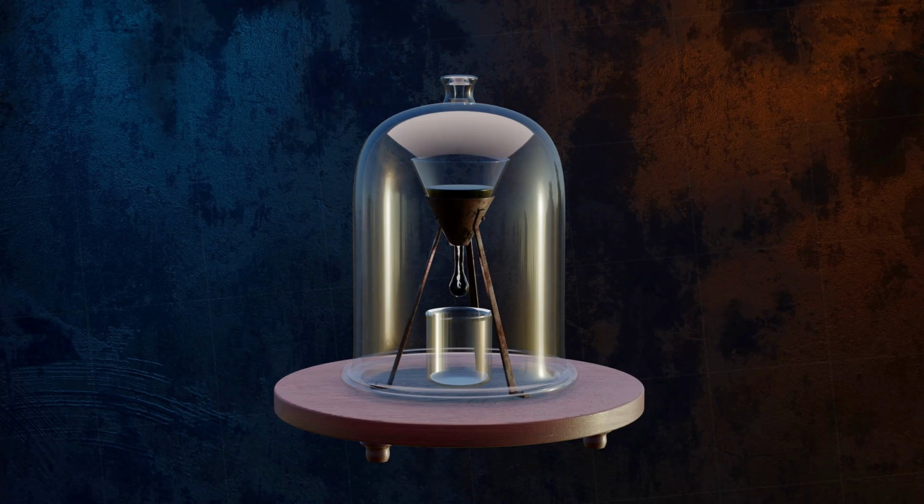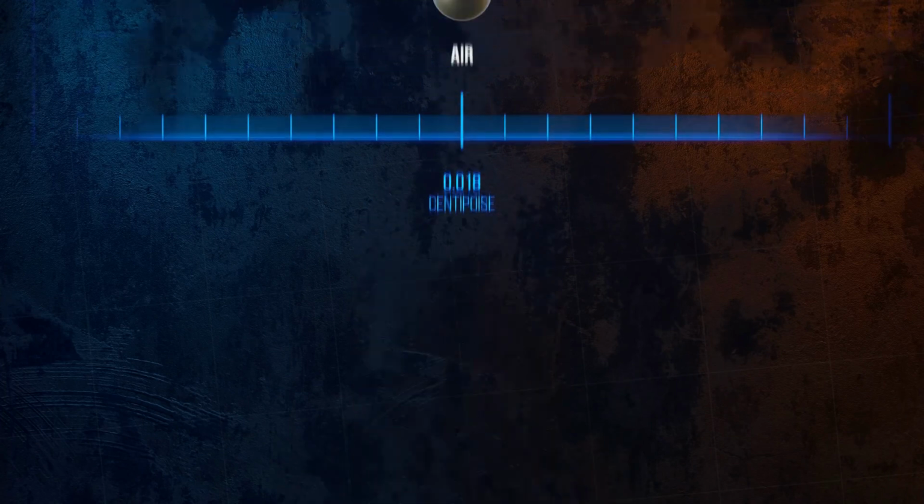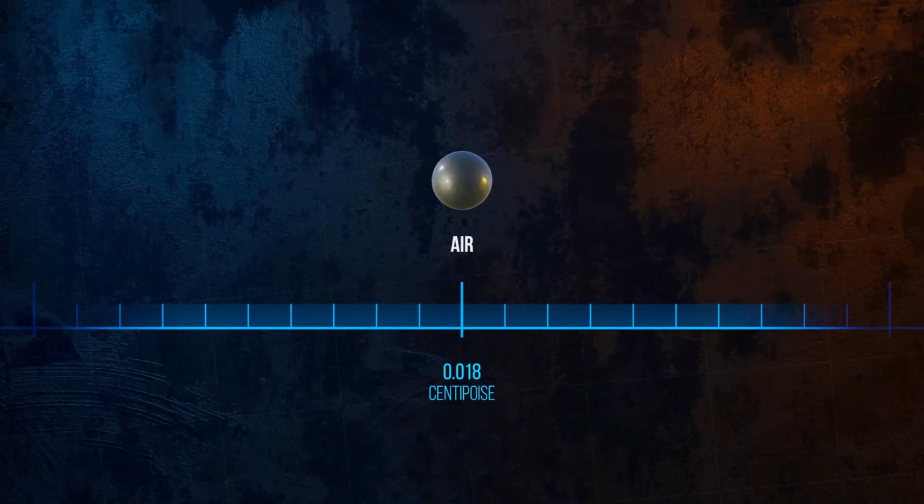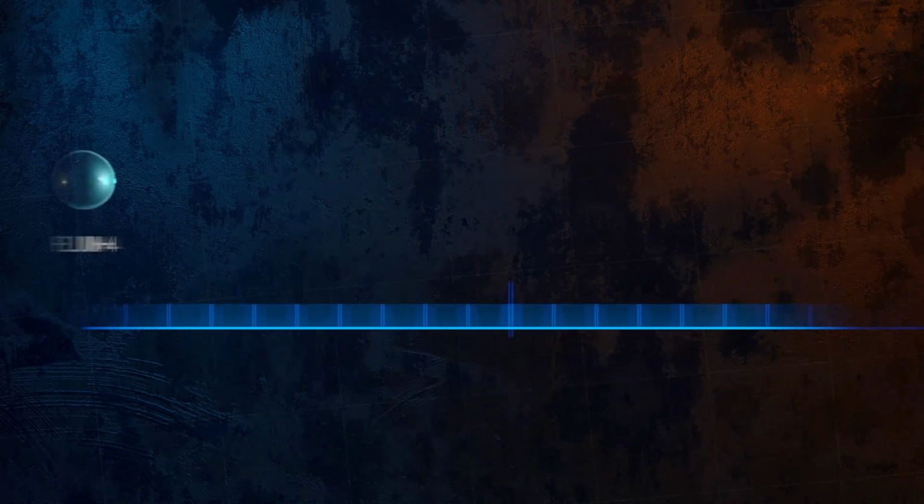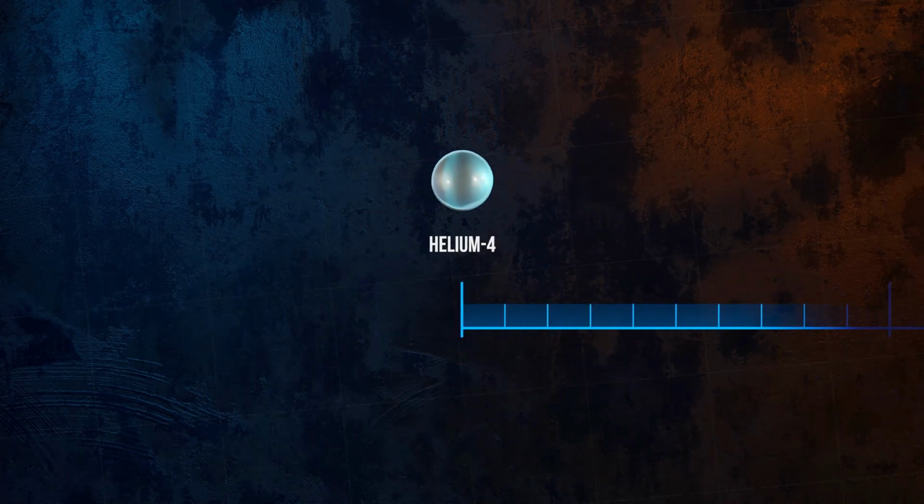On the other end of the spectrum, we have gases, which generally have much lower viscosity than liquids. Air has a viscosity of 0.018 centipoise at room temperature, for example. One very interesting substance is helium-4, the common isotope of helium. A gas under normal conditions, it becomes a liquid when cooled to below 4 Kelvin. And at these low temperatures, researchers have found that it can behave like it has zero viscosity. Substances that behave in this way are called superfluids.